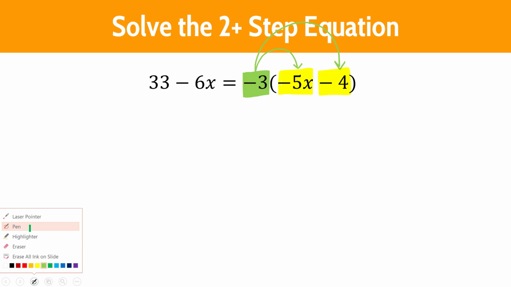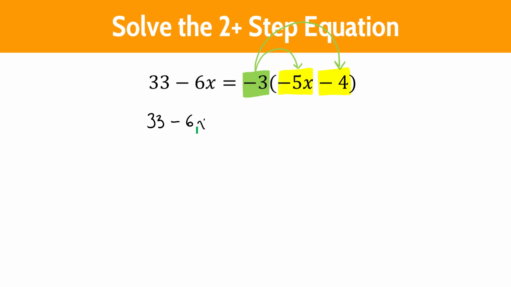We'll start by recopying the left-hand side. So we didn't do anything with the left-hand side yet. So 33 minus 6x will be equal to our expansion. So negative 3 copies of negative 5x, and then another negative 3 copies of negative 4.